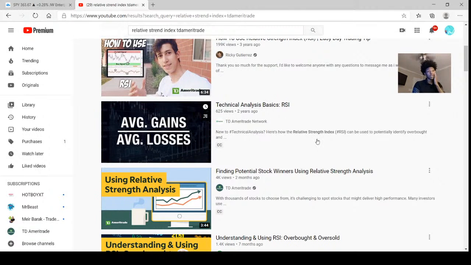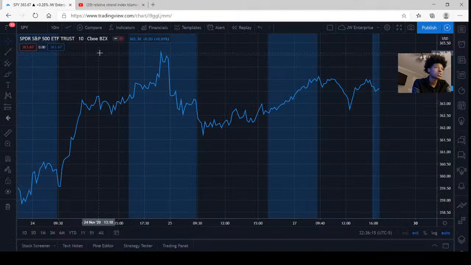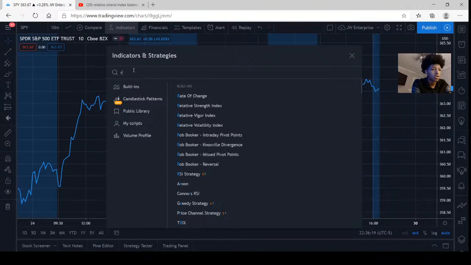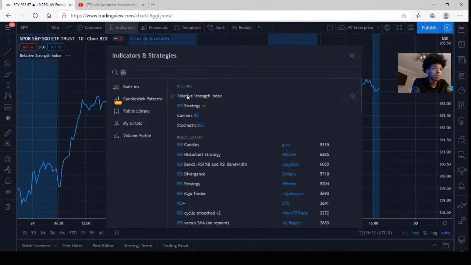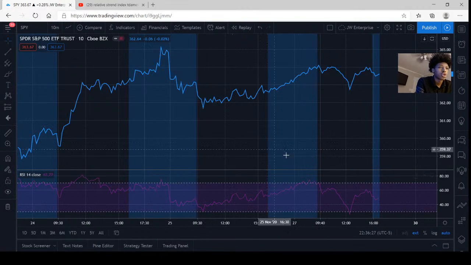So basically the one I used the most, or the one I started using the most, was the RSI. So RSI is the relative strength index, and basically all it does is tell me if my price is oversold or if it's overbought.